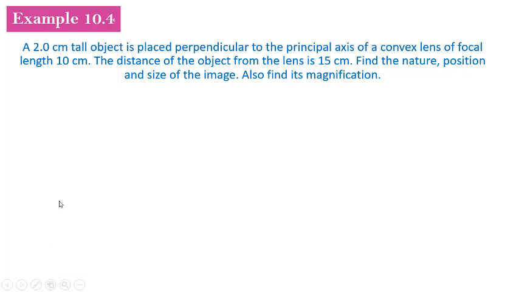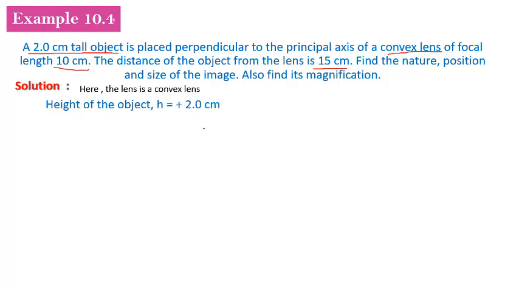So let us find what kind of lens it is. It is a convex lens of focal length 10 cm. A 2 cm tall object, so we have object height 2 cm. It is a convex lens, so f here is positive 10 cm, and the distance of the object from the lens is 15, so u equals minus 15. Let us solve.